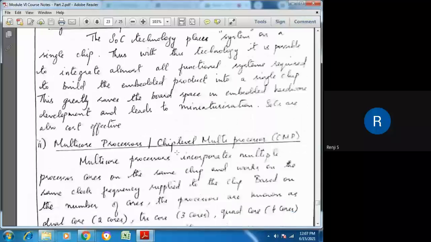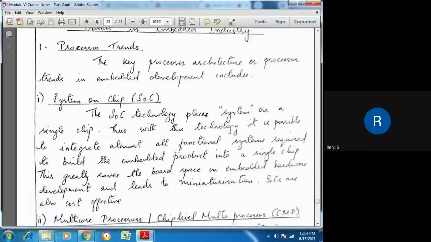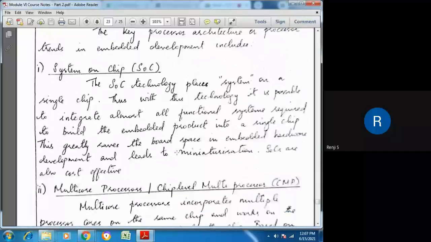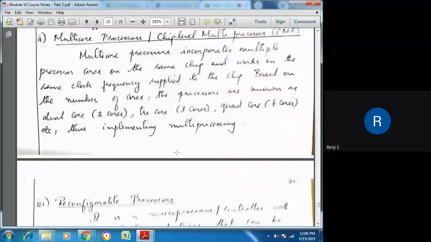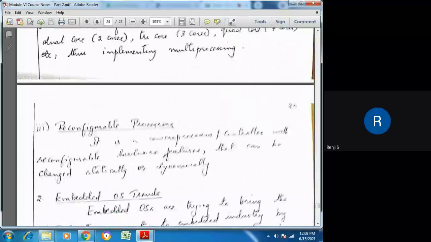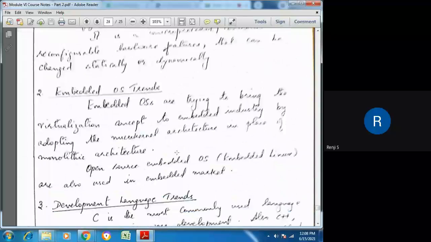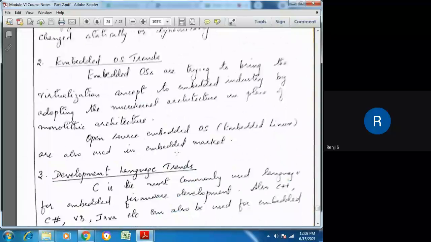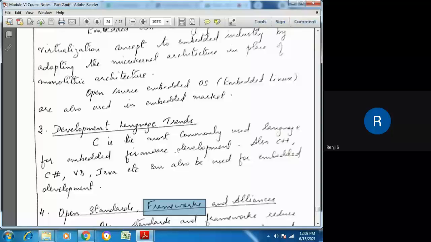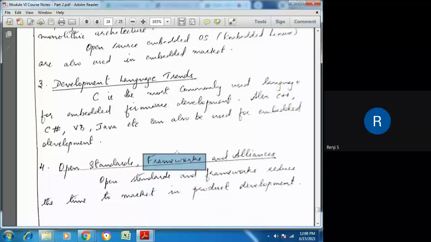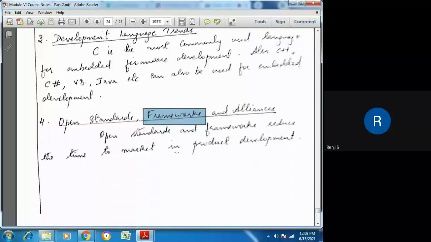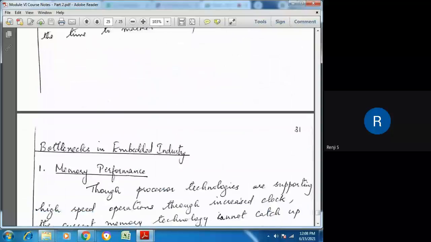Is it clear? One is the processor trends, and in processor trends you have 3 technologies that are changing: SoC, multi-core processors and reconfigurable processors. Then second is the OS trends, where we depend on microkernel architecture. Then third is the language trends, and fourth is the open standards and frameworks.